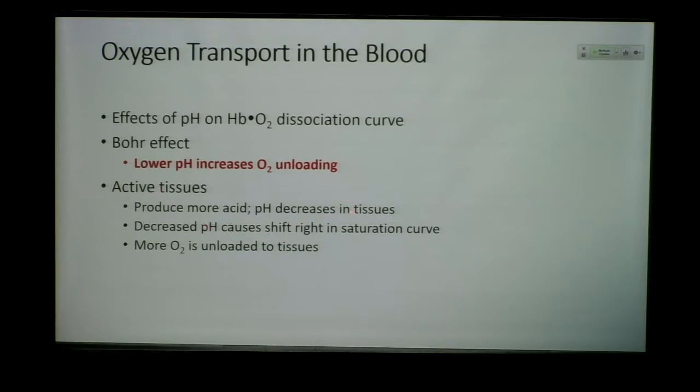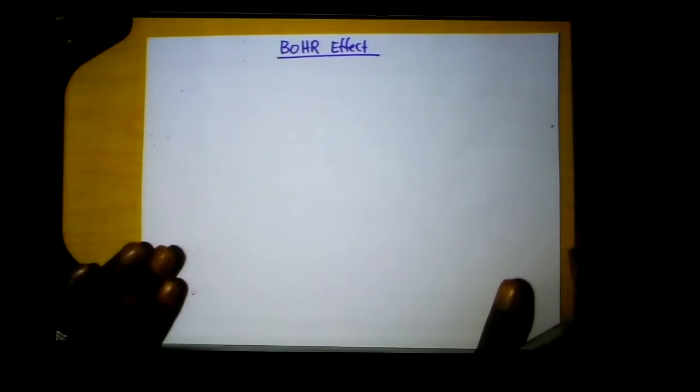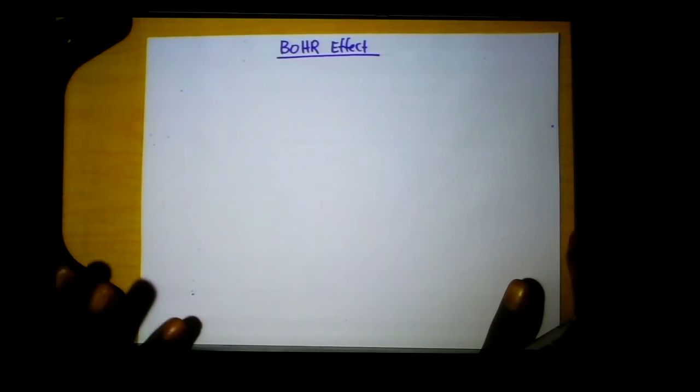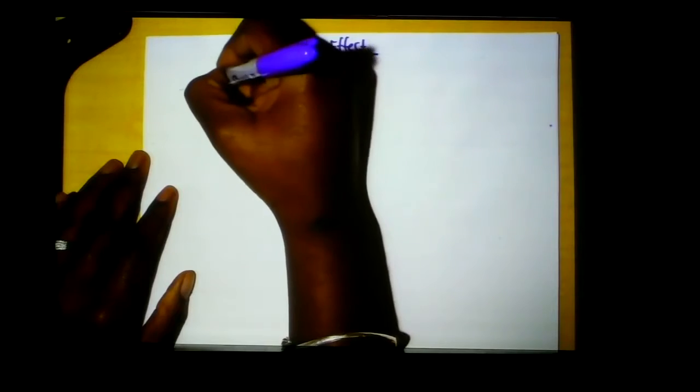So if we produce more acid or decrease our pH in tissues, we shift this curve to the right, and this allows oxygen to unload more easily. Alrighty? Okay, so let's illustrate that here again. Okay, so we're describing this as the Bohr effect. And we talked about this equation, right?